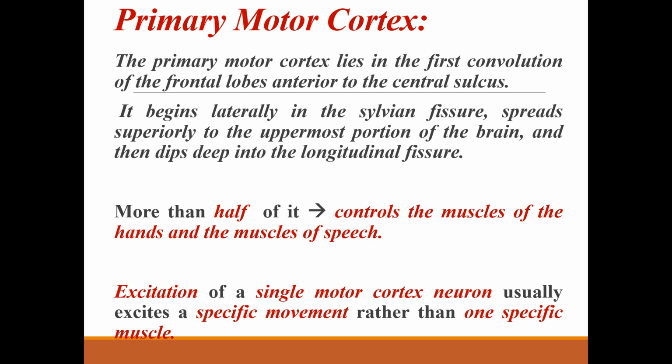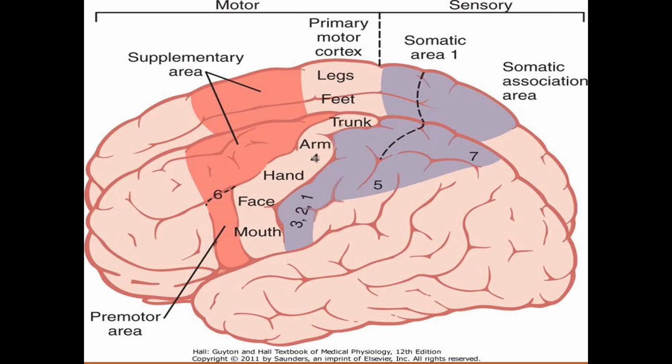So you can say that it is very much important regarding the execution of different types of movements which involve groups of muscles. You can see the primary motor cortex, which is lying just anterior to the central sulcus.